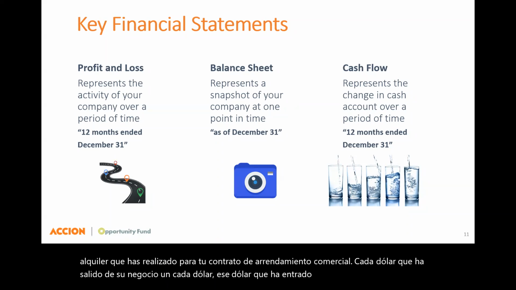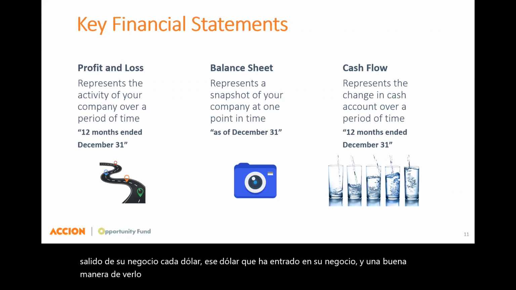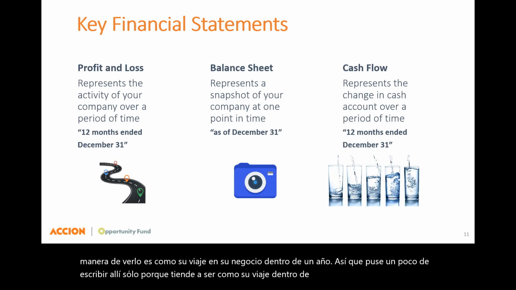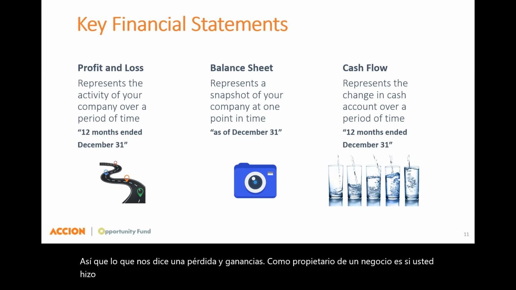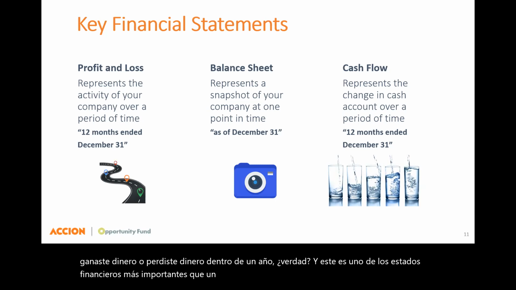And a good way to look at it is it's kind of like your journey in your business within a year. So I put a little road there just because it tends to be kind of like your journey within your business, right? So what a profit and loss tells us as a business owner is whether you made money or you lost money within a year, right? And this is one of the most important financial statements that a lender or an investor will look at, and that you should definitely get to know, as it really tells you if you're being successful or not, right?